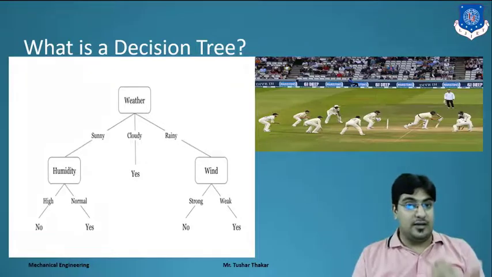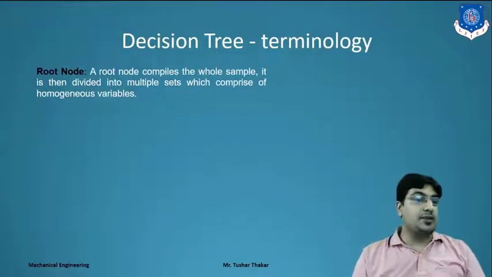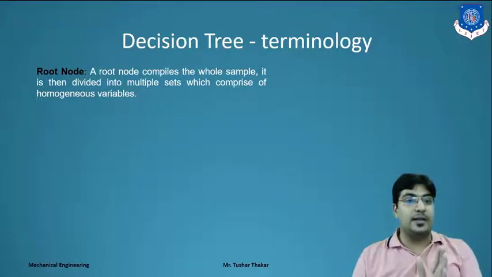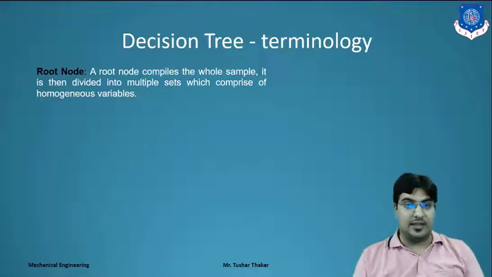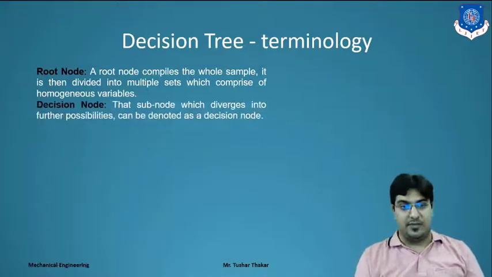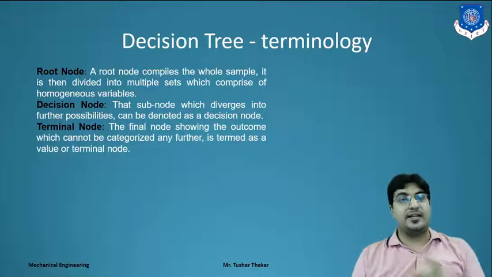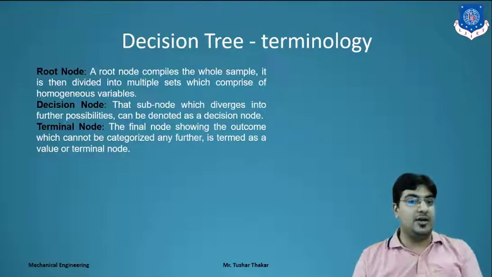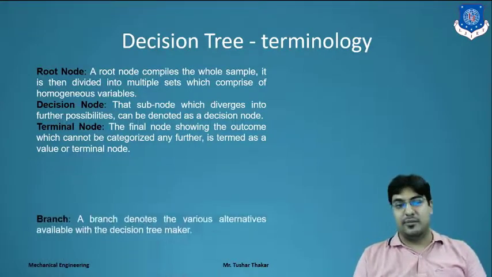Now we will learn the decision tree terminology. So what is the root node? The root node comprises the whole sample. It will be divided into multiple sets comprising homogeneous variables. The second one is a decision node. The subnode which diverges into further possibilities is denoted as a decision node. Next is a terminal node. The final node showing the outcome, which cannot be categorized any further, is termed a value or terminal node.